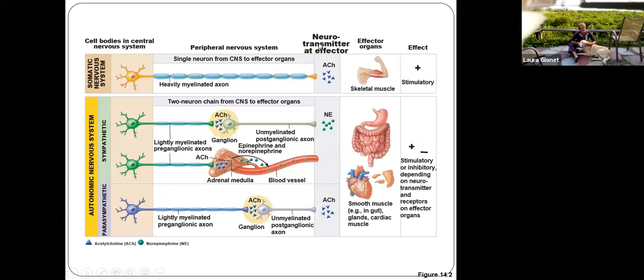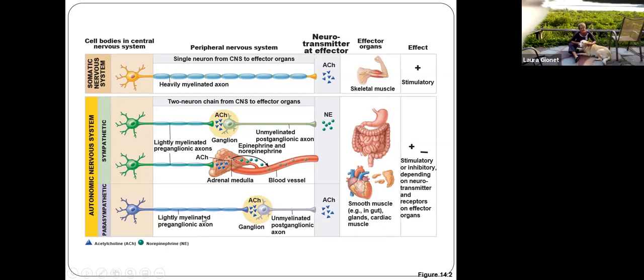All right. So here, this is just a diagram that shows the somatic division on top, one motor neuron, heavily myelinated. Next to that, we have a column for the neurotransmitter, and the effect. And here we have the effector organ, or I should say neurotransmitter at effector. And then we have the effect over to the right-hand side. All right, so the somatic division releases acetylcholine, as you know, targets skeletal muscle, always excitatory. If we want to inhibit it, we're going to use a different neurotransmitter, but we're just looking at the excitatory functions to skeletal muscle.